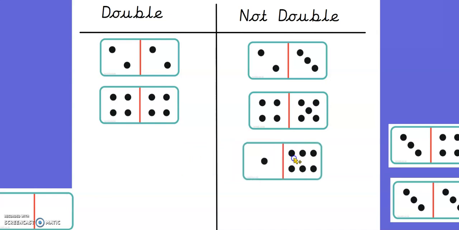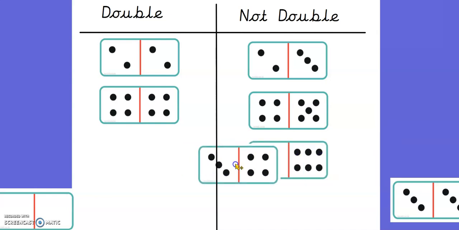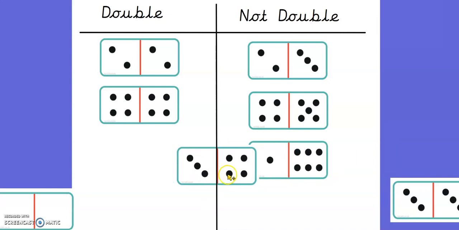It's not a double, is it? Let's put it this side. It doesn't look the same. What about this one here? Straight away, you can have a look. Does it look the same? Do the dots look the same on both sides?